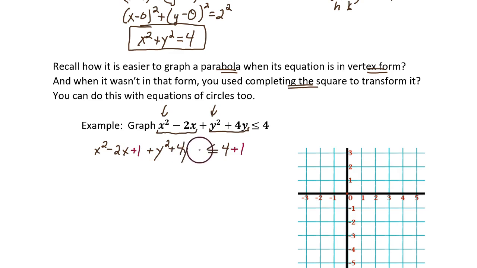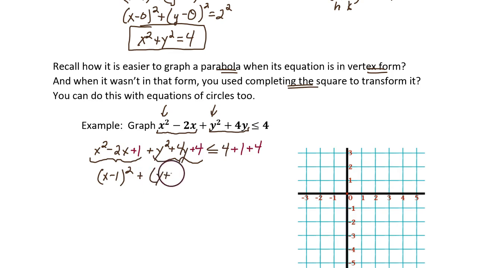Now let's figure out this number here. Take half of the 4, which is 2, and then square it. That makes positive 4. Add it in the blank spot and on this side to compensate. Now let's rewrite this trinomial in its factored form. It's x minus 1 squared. Then let's rewrite this trinomial in its factored form. What's it going to be?